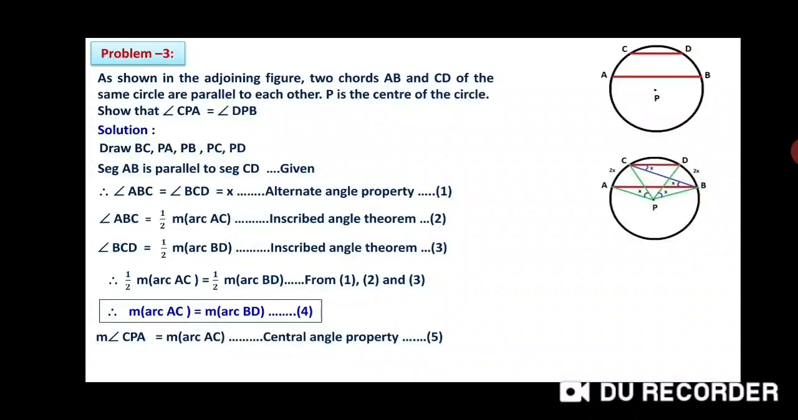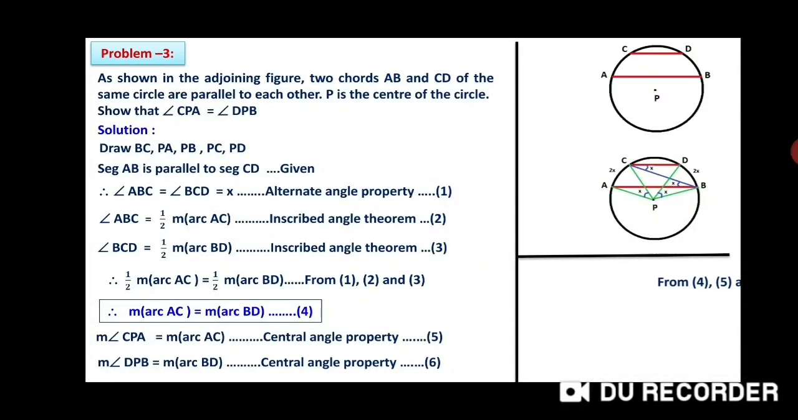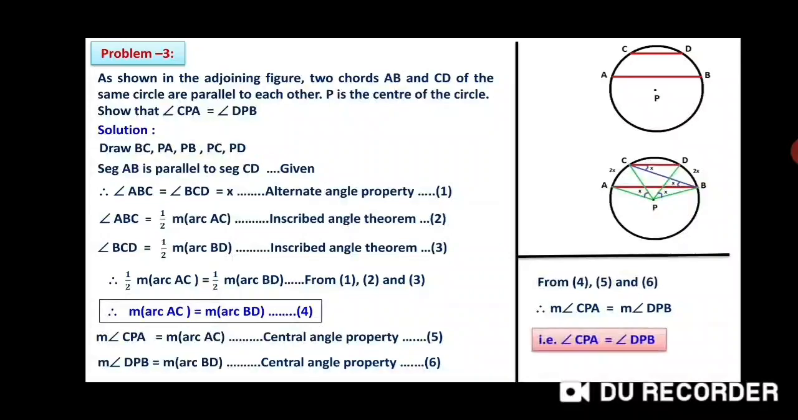See, angle CPA is equal to measurement of arc AC, that is central angle property, fifth statement. Angle DPB is equal to measurement of arc BD, central angle property, number 6. Therefore, you can write from 4, 5 and 6 that measurement of angle CPA is equal to measurement of angle DPB. The measurements of these two angles are the same. As measurements are same, we can write that angle CPA is equal to angle DPB. That which we have to prove has been proved.